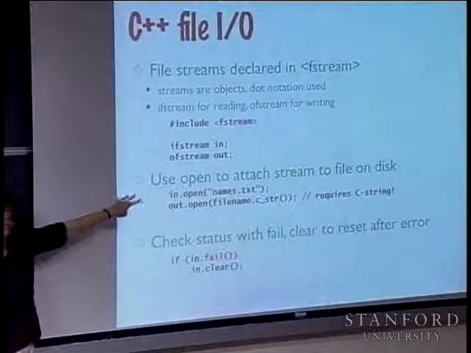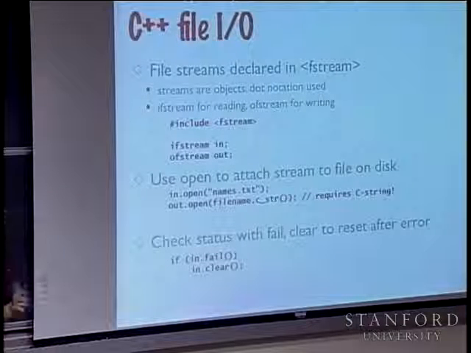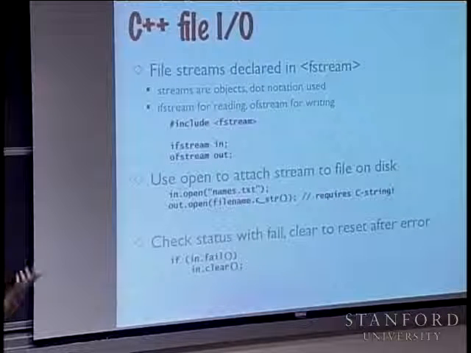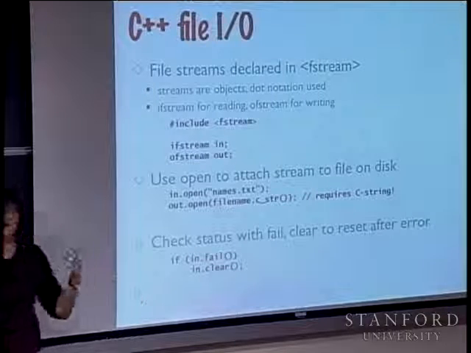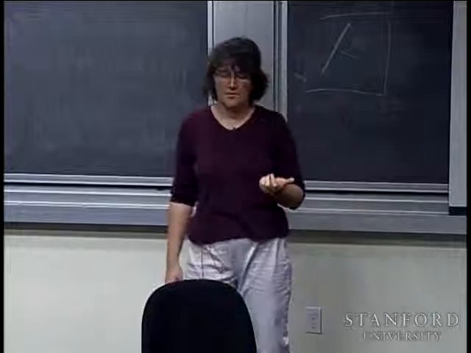So both of these open calls could fail. You might try to open a file that doesn't exist, you don't have the permissions for it, or you spelled the name wrong. Similarly, trying to open it for writing, you may not have write permission in the directory.